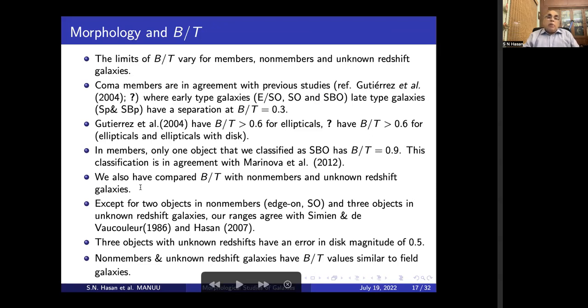We also have compared B by T with non-members and unknown redshift galaxies, except for two objects in non-members, edge-on lenticulars, and three objects in unknown redshift galaxies. Our range agrees with Simien and de Vaucouleurs and Hassan 2007. These objects with unknown redshifts have an error in disk magnitude of 0.5. Non-members and unknown redshift galaxies have B by T values similar to the field galaxies.